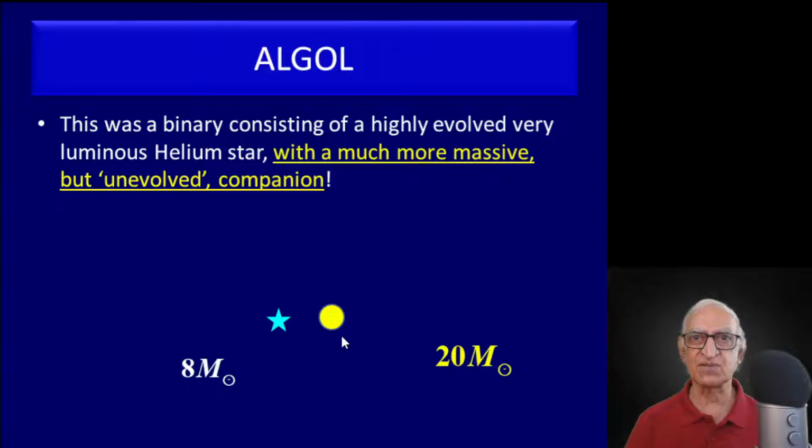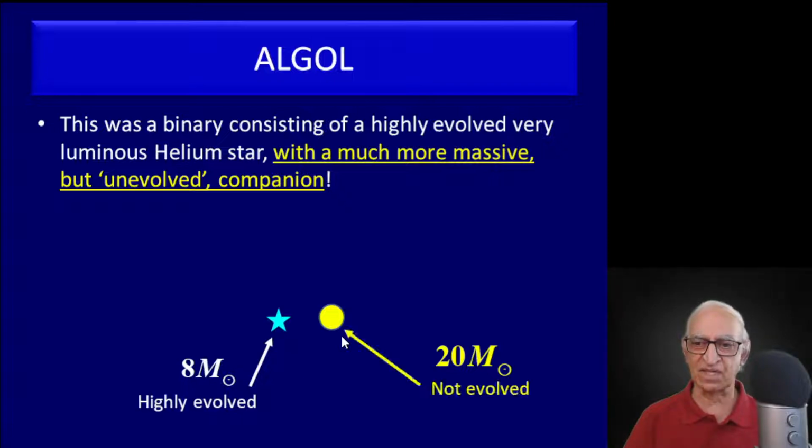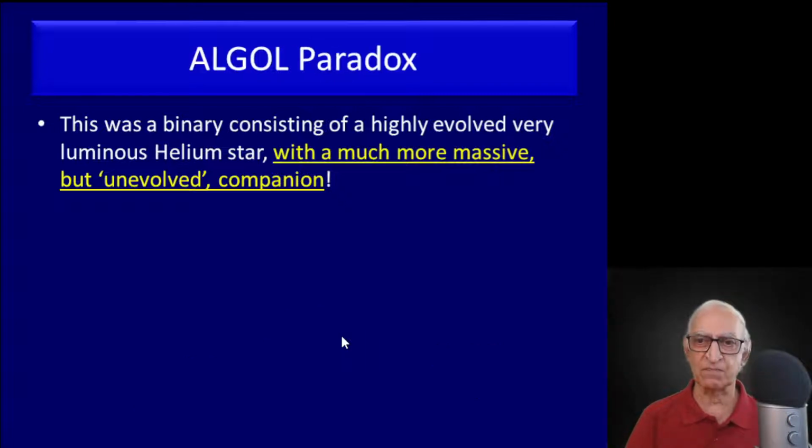Now, if you want to be convinced as to why this is puzzling, let me recall for you. So here it is. The 8 solar mass star is highly evolved and the 20 solar mass star is not evolved. It's still on the main sequence. The reason why this is very perplexing is the following.